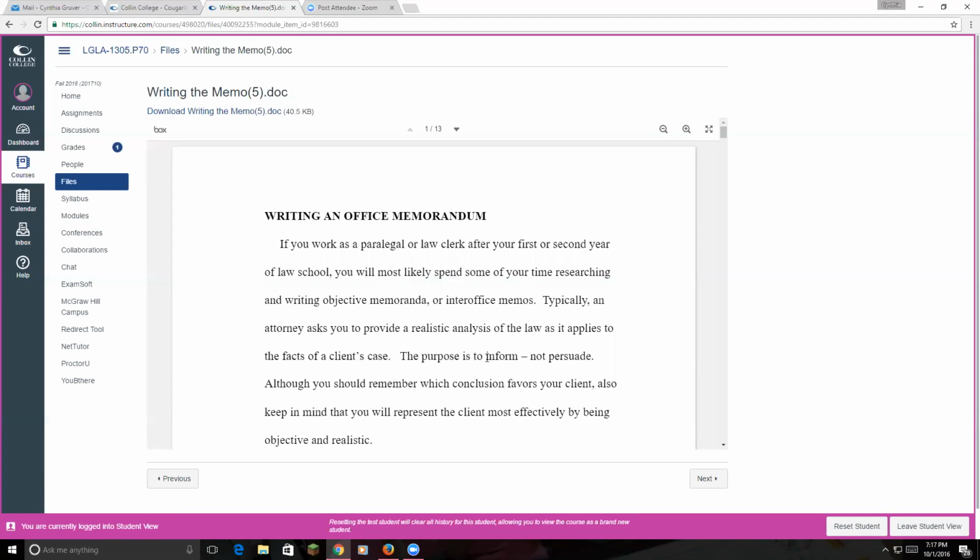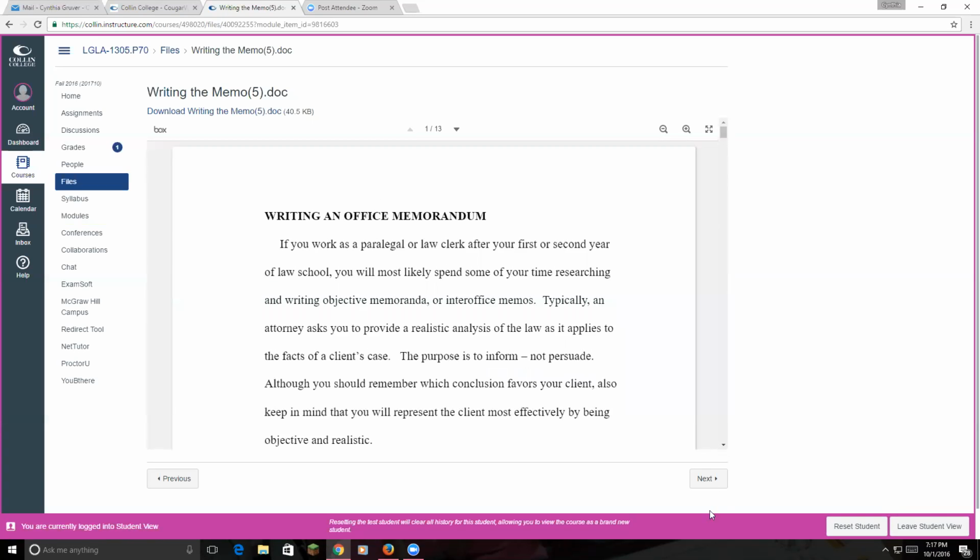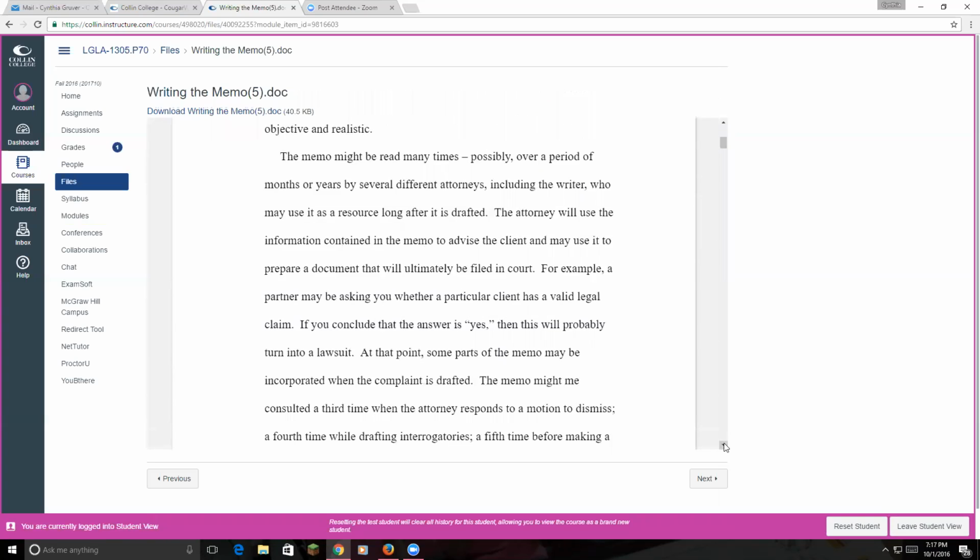Again, the purpose of a legal memorandum is to inform, not persuade. So it's objective. And again, you will represent the client most effectively by being objective and realistic. And again, it's important to remember that lots of different people may read it. There may be people who read it who don't even work for the firm now and don't know you. And so it's always a good idea, even though the client is the main focus of what you're writing, to keep in mind that people other than the people you're intending might read it.